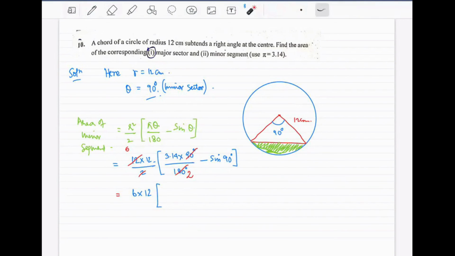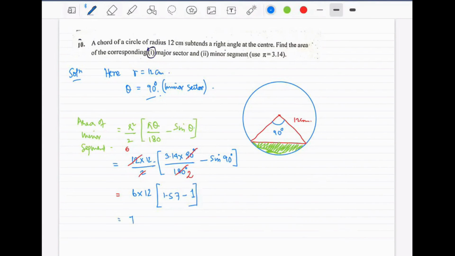And what about this part right here? 3.14 is being divided by 2. 2 divides 3.14. How much is it? 2 ones are 2. 2 fives are 10. 2 sevens are 14. Right. So 1.57. I can put here 1.57 minus sine 90. As you all know, sine 90 is 1. You can look up the trigonometric table. Sine 90 is how much? It is 1. So you put 1 here.